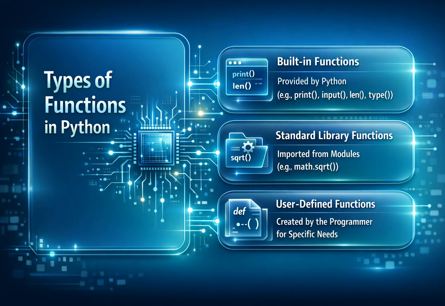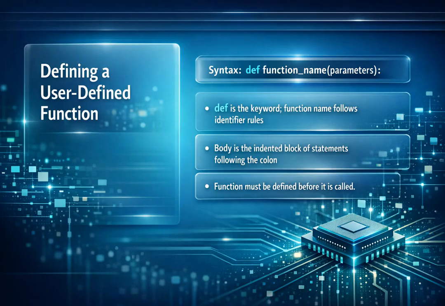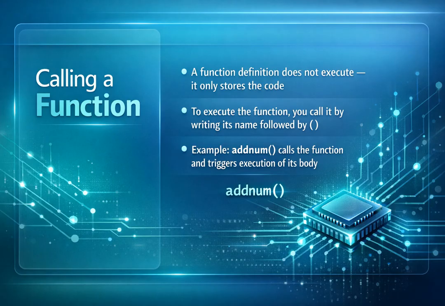To define a function in Python, start with the keyword def, followed by the function name, parentheses, and a colon. The body of the function is the indented block that follows. Importantly, a function must be defined before it is called anywhere in the program. Defining a function does not execute it. The code inside the function only runs when you call the function.